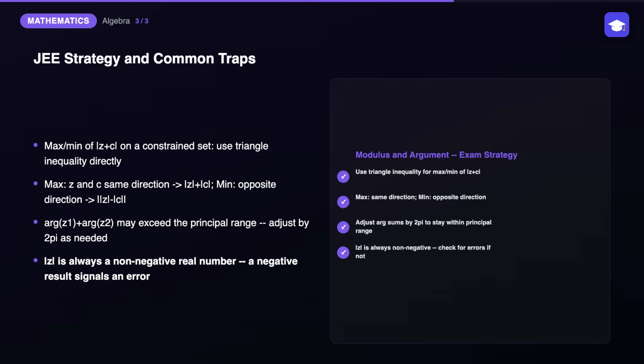Also remember that mod z is always a non-negative real number. It can never itself be negative or complex. This seemingly obvious fact is worth double-checking whenever a computed answer for modulus comes out negative, since that would immediately signal a calculation error somewhere.